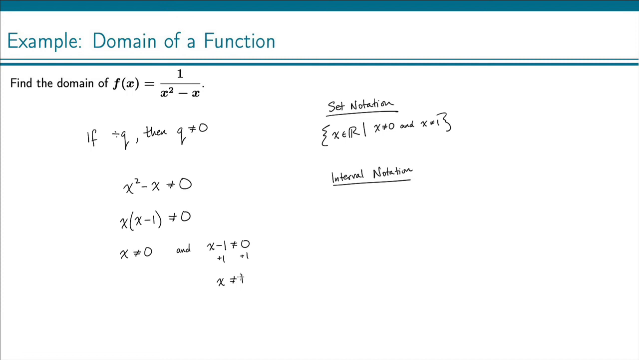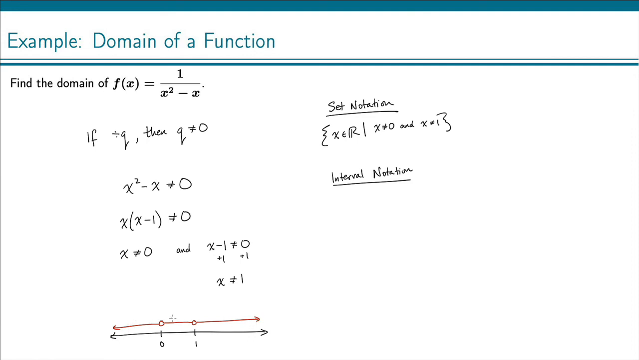cutting out these points. And so I like doing this visually with a number line so you can see them. So I have to cut out 0 and I have to cut out 1. So that means I've got a hole here at 0 and a hole here at 1. But x could be anything over here to the left, anything in between, and anything over here to the right. And then we can write these.